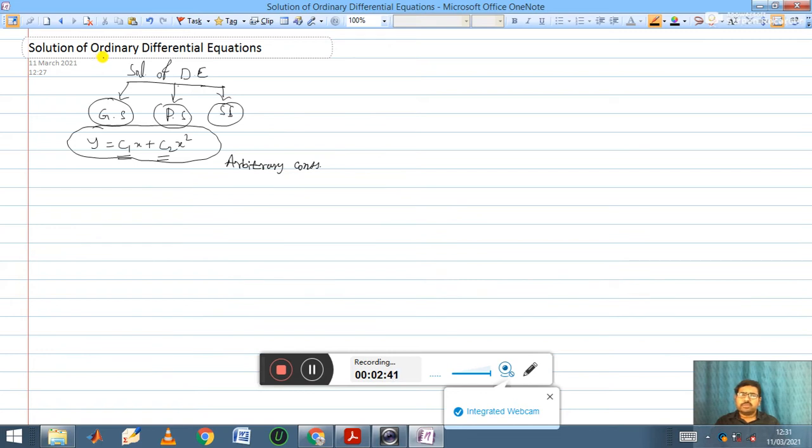The first concept is formation of differential equation. Formation of differential equation means they give a general solution, and if you eliminate the constants from the general solution, it leads to a differential equation. I took the example y equals c1 x plus c2 x square. Your target is to eliminate c1 and c2, because this general solution consists of two arbitrary constants. If you eliminate c1 and c2, it leads to a second order ordinary differential equation.